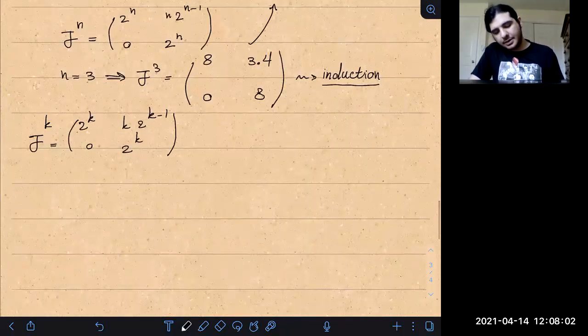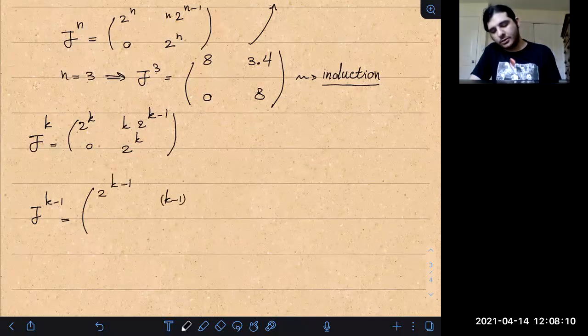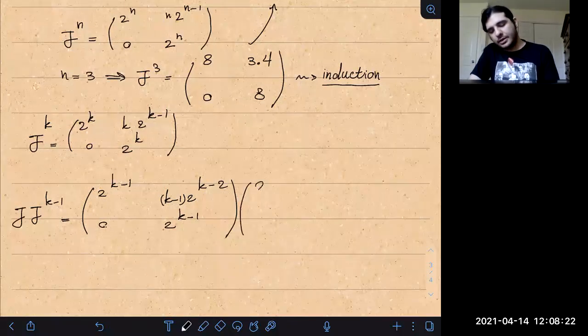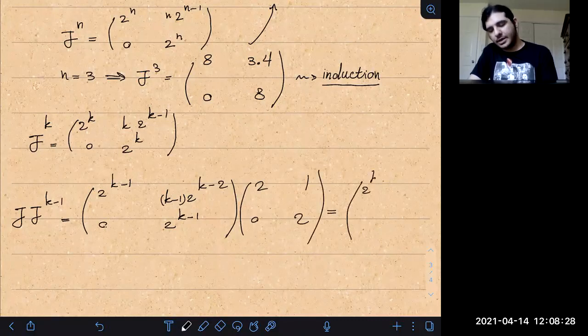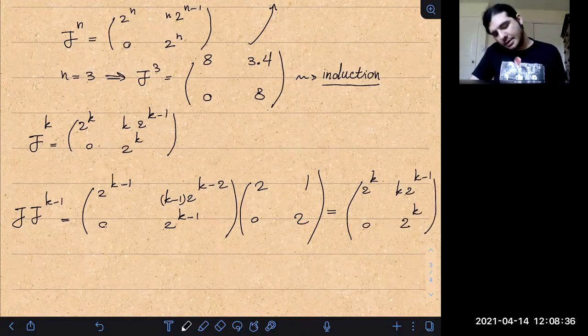And that's fairly simple because the assumption of induction tells us j to the k minus 1 is equal to 2 to the k minus 1, k minus 1, 2 to the k minus 2, 0, 2 to the k minus 1. And j to the k is just multiplying this thing by j. And then a simple computation, a multiplication, shows us that we can prove this fact by induction. Okay, so that's how you should do this problem in your homework.